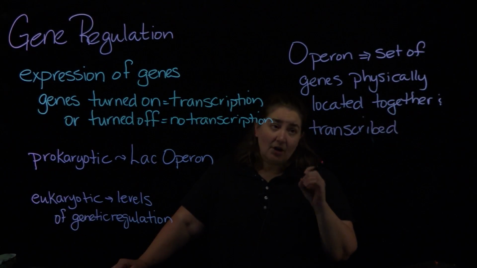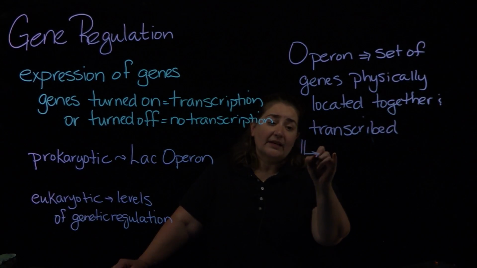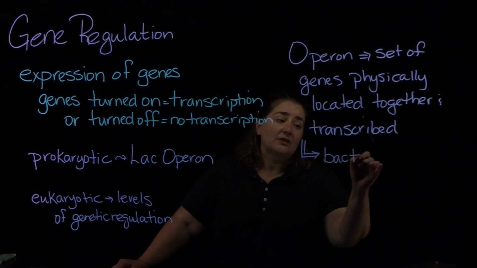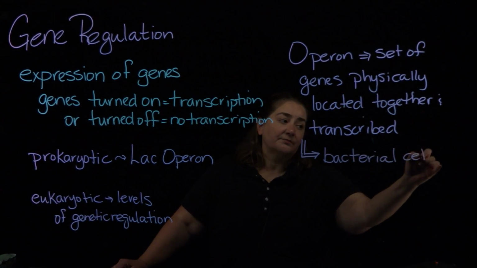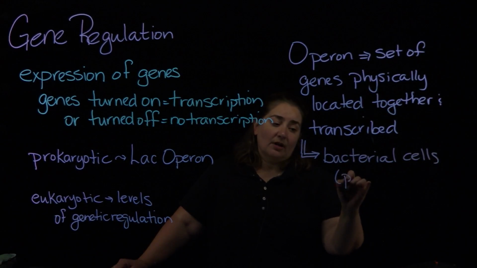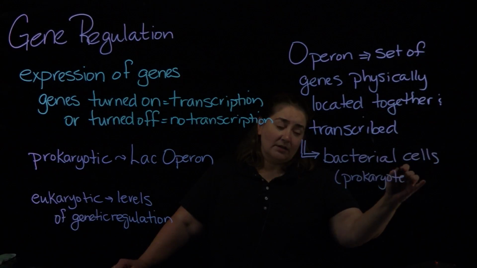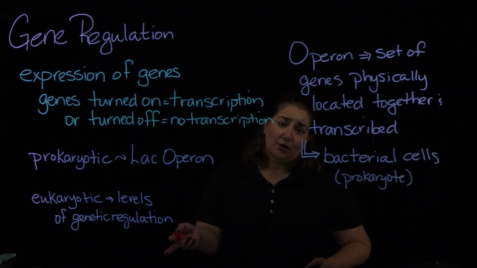And what I'm going to talk about with the operon specifically is something that just relates to bacteria. So an operon is an arrangement that happens in bacterial cells, our prokaryotic cells. We don't have operons per se in eukaryotic cells because things get much more complex.